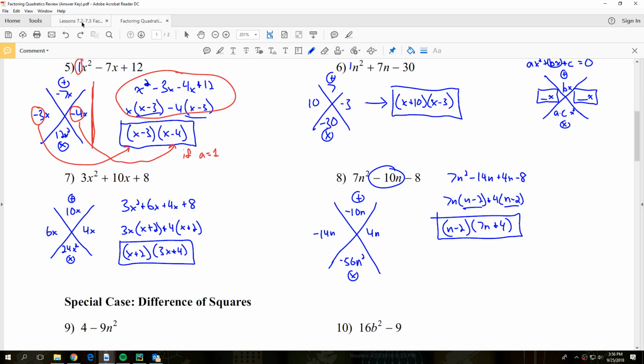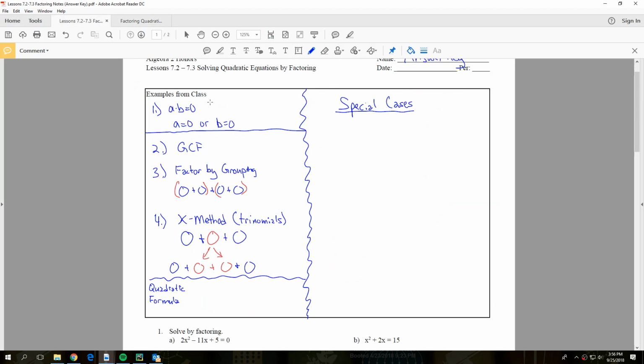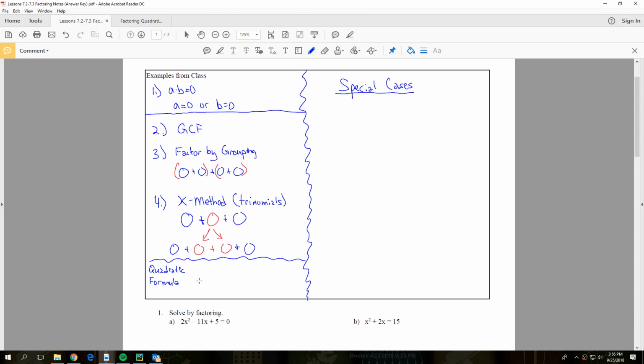Okay, so let's go back here. These are all the important methods that will work all the time. Specifically, if you don't have to use any of these methods, technically, you could use the quadratic formula every single time if you wanted to. It will always solve a quadratic equation, and the quadratic formula is x is equal to the opposite of b plus or minus the square root of b squared minus 4 times a times c, all over 2 times a. So you can always use the quadratic formula.